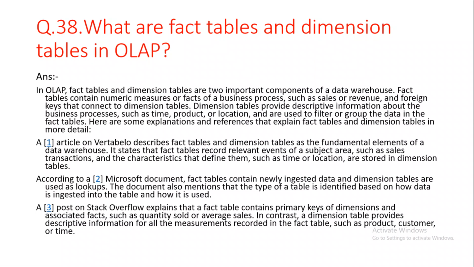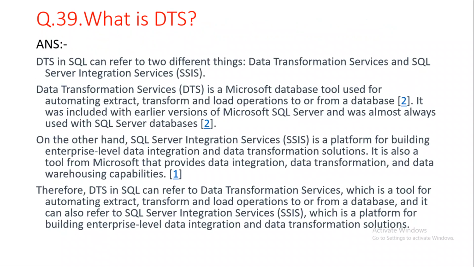Stack Overflow explains that a fact table contains primary keys of dimensions and associated facts such as quantity sold or average sales. In contrast, a dimension table provides descriptive information for all the measurements recorded in the fact table, such as product, customer, or time.